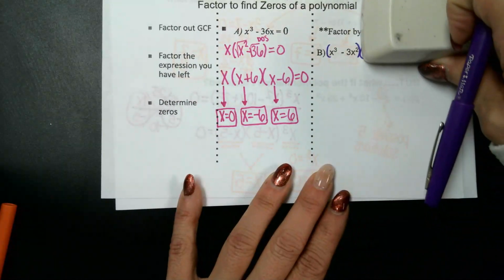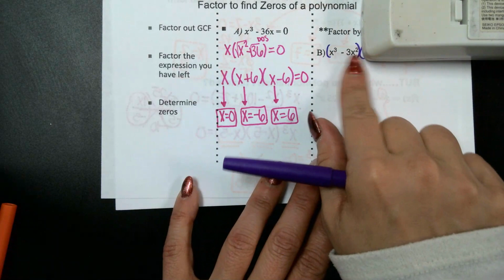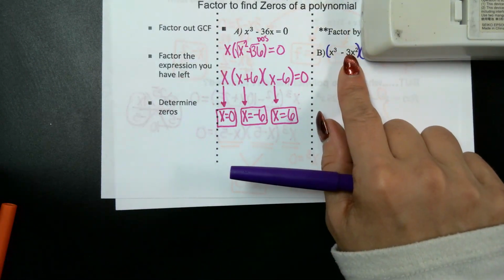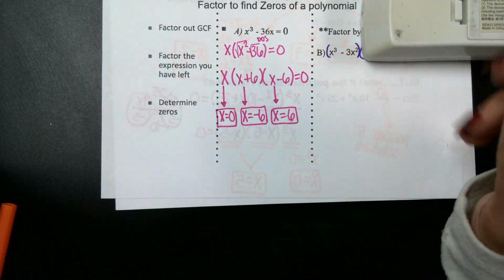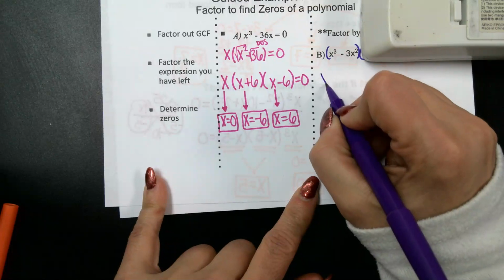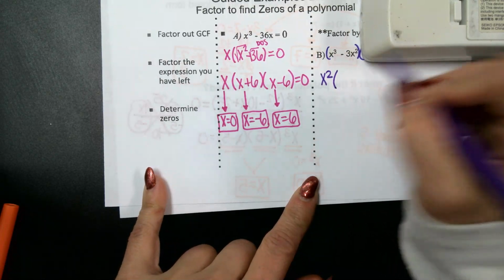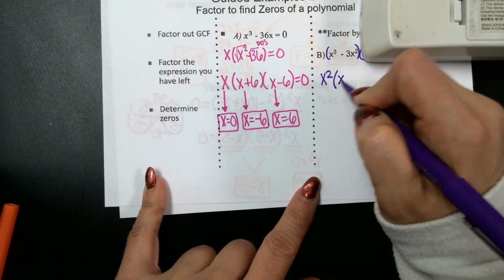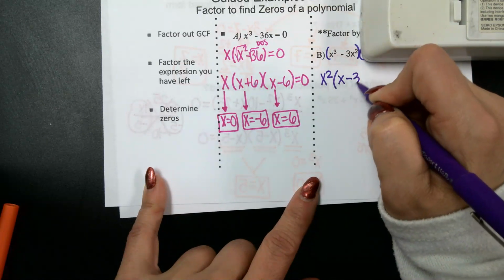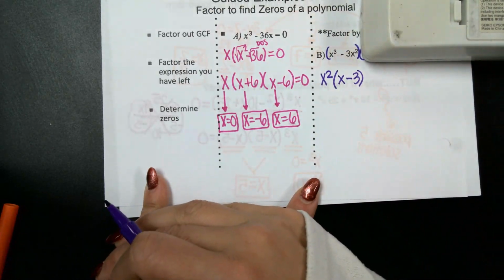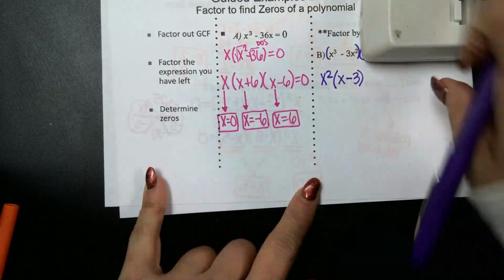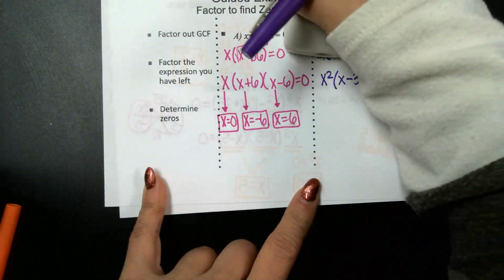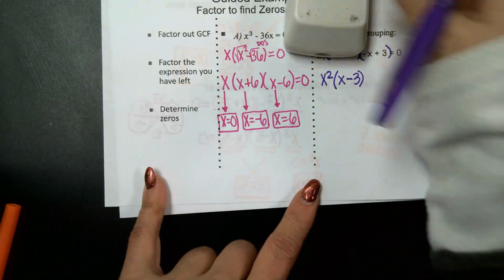Okay, so look up here. These first 2 we're going to do GCF with. So what do x cubed and 3x squared have in common? X squared. Then in parentheses we would have what? Yep. X minus 3. Okay, then, again, you might want to look up at the board. Then we just kind of shift over.